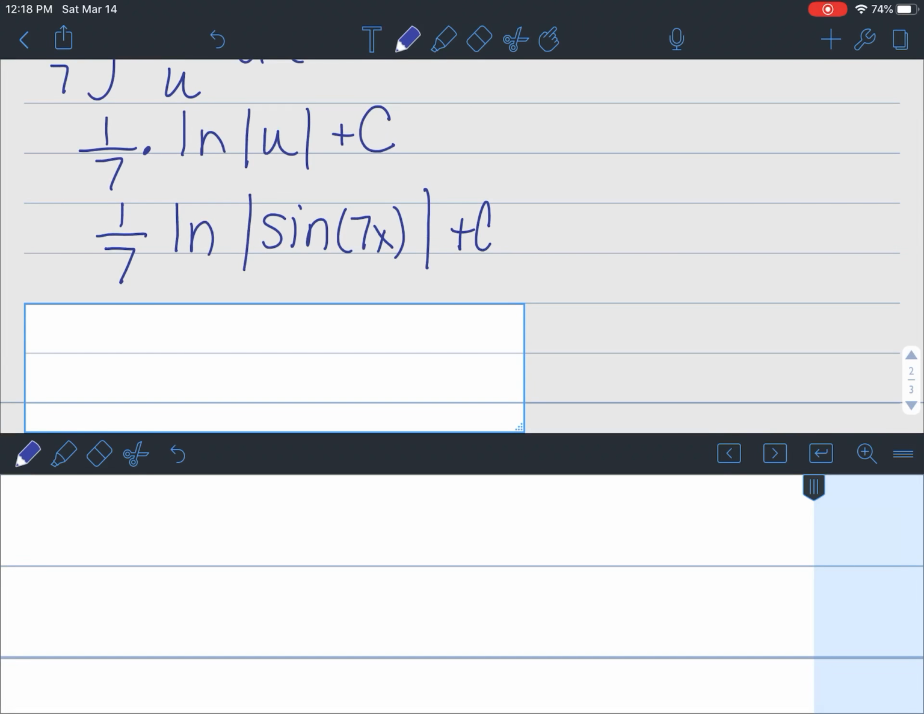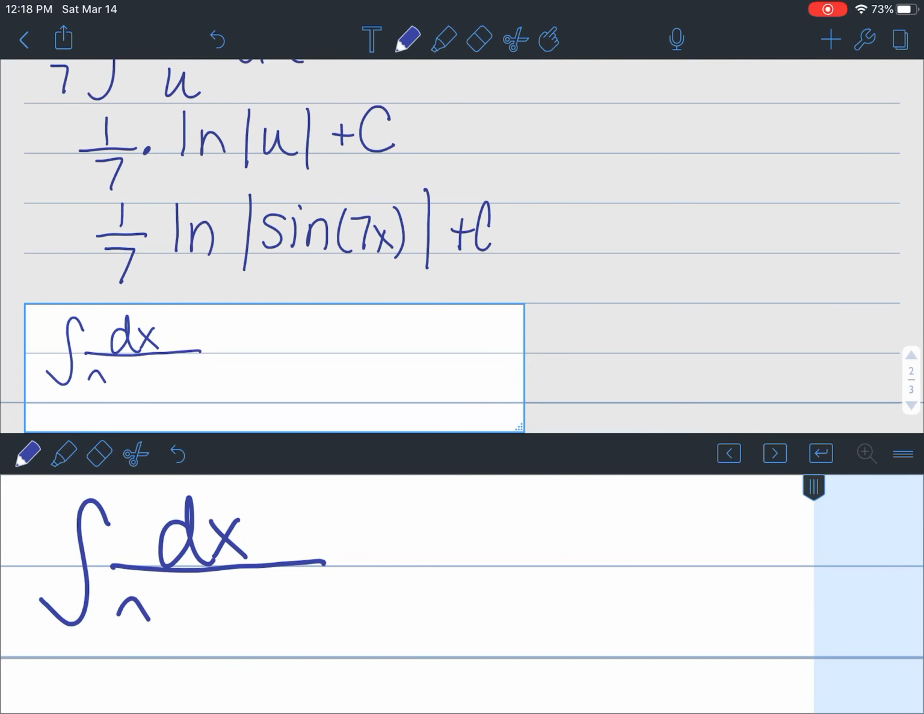Okay, let's try one more. The integral of dx over cosine squared of 2x. Cosine squared. I'm already annoyed. I don't know what to do with that. I also don't like this dx on the top. It really bothers me. I'd rather they just put the dx out here and put a 1 up there, but whatever, I can't stop them.